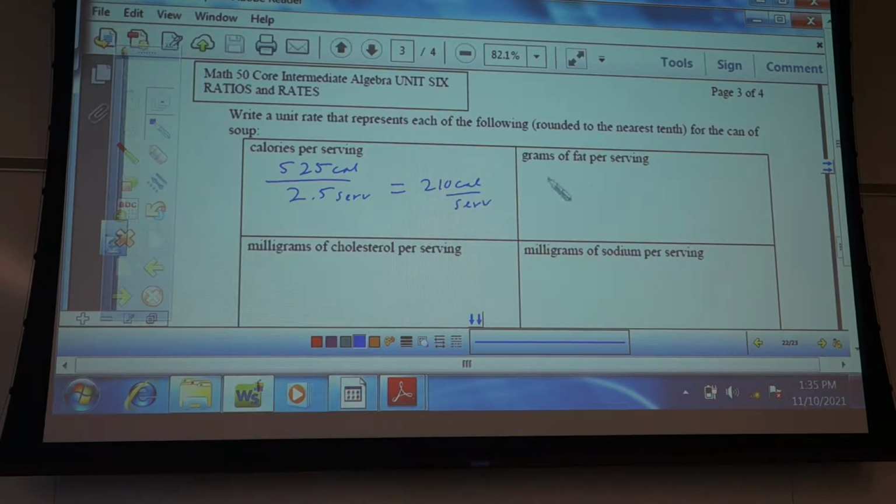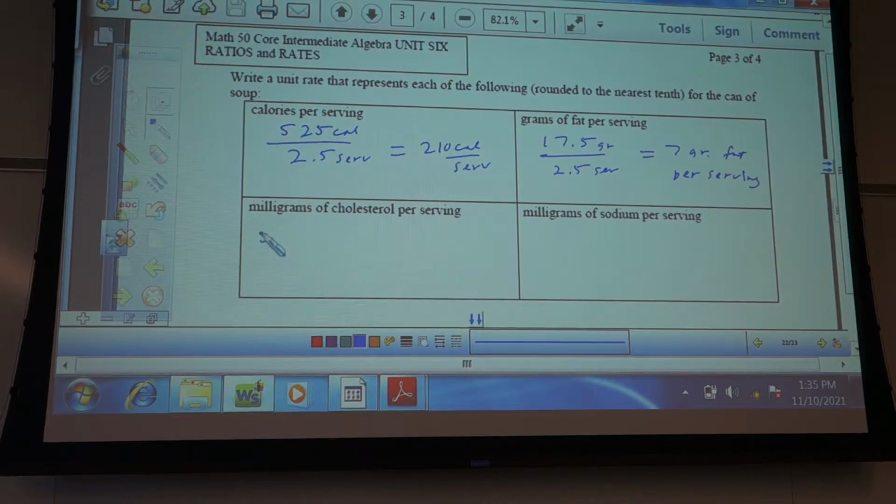The next one is 117.5 grams of fat per serving. So you end up with 7 grams of fat per serving. You can either write it as per serving like this, or you can do it divided by, either one's fine.